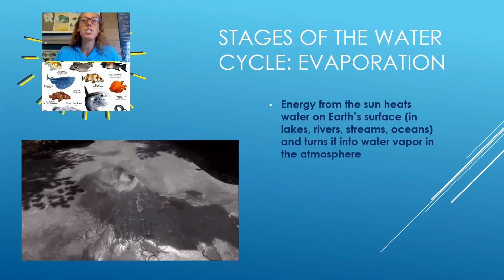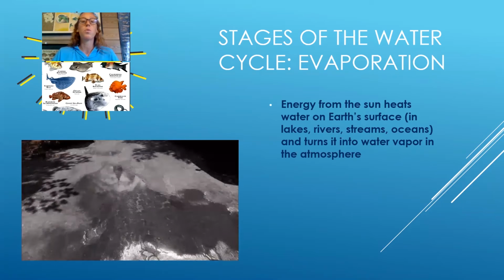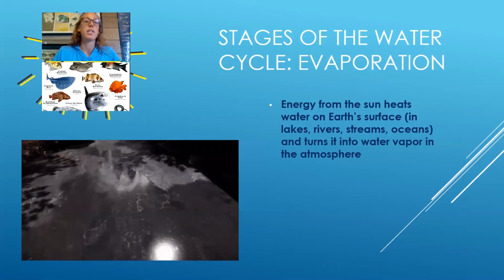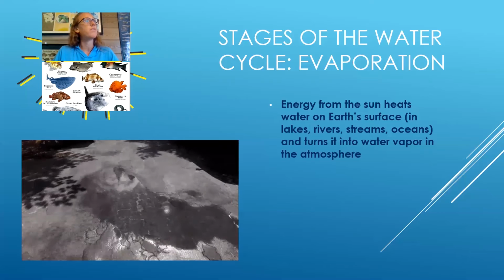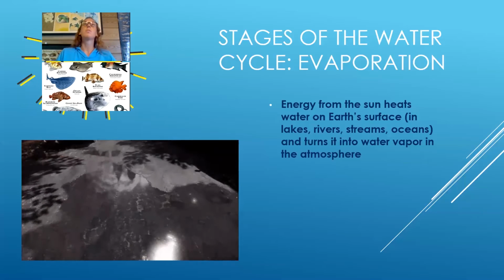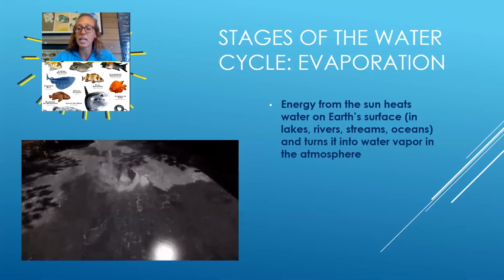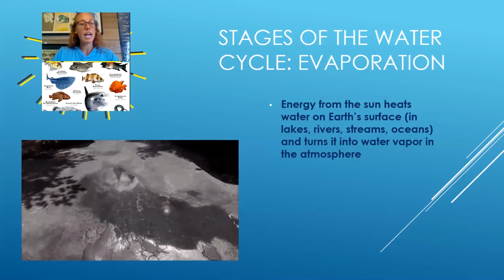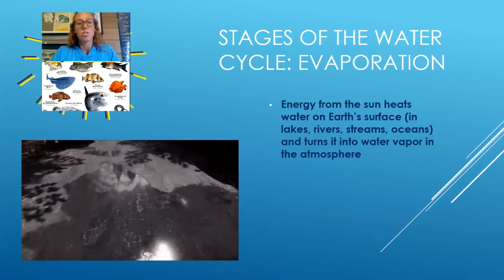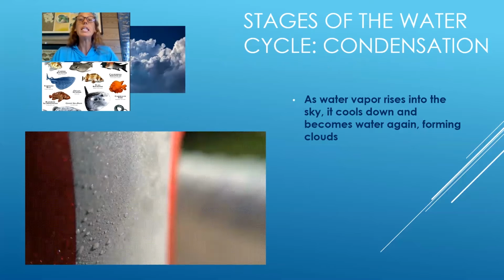So evaporation is when energy from the sun heats the water on the Earth's surface, and it causes it to turn into water vapor and go up into the atmosphere. The best example is a puddle, especially here in Florida, because of the rainy season that's coming up. We will see sun and clouds, and it could be pouring one minute and beautiful and sunny the next minute. So we see those puddles disappear very quickly, and that animation on the bottom left shows that.